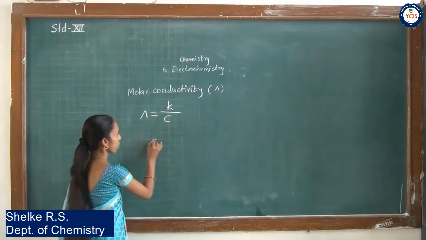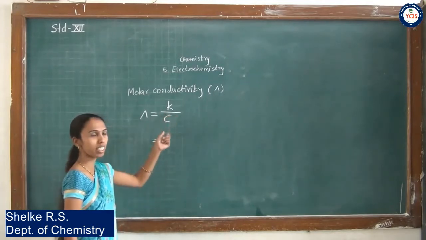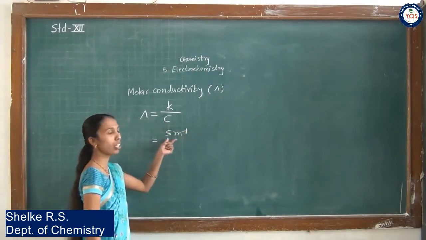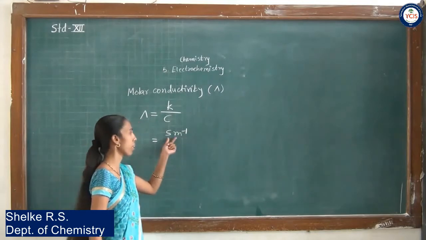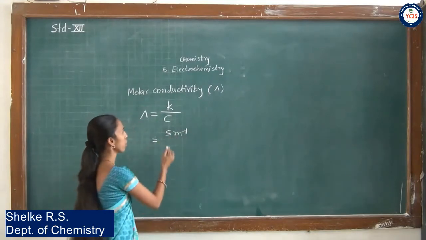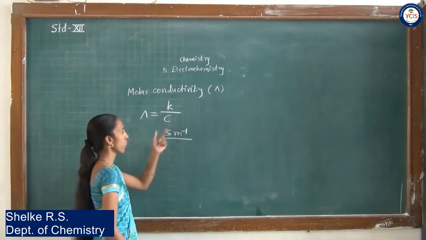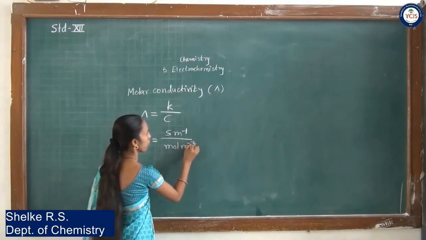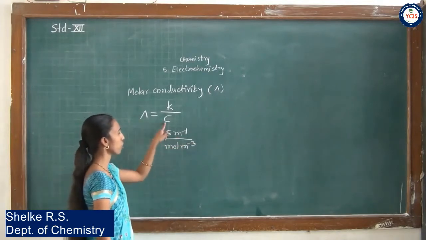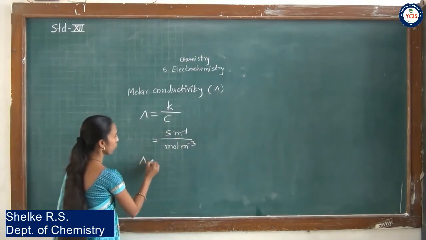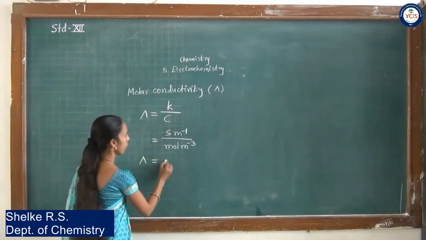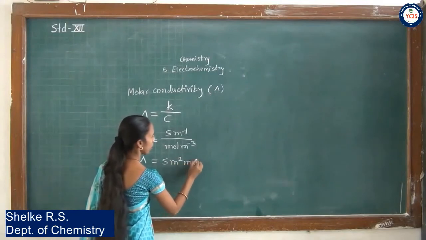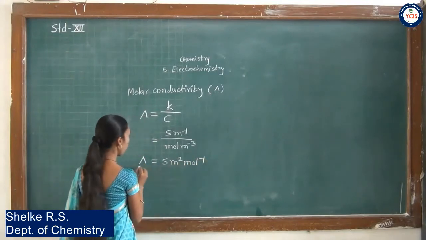Now you know that electrolytic conductivity is expressed in the unit Siemens per meter, or Ohm inverse meter inverse. Siemens is nothing but Ohm inverse. And concentration is taken as mole per meter cube. Now how can we find the unit of molar conductivity? That will be Siemens meter square per mole.